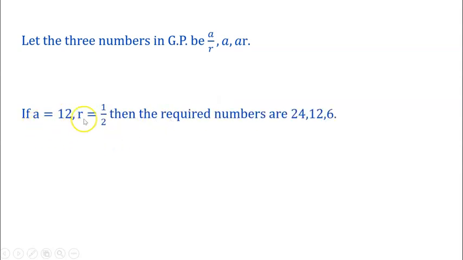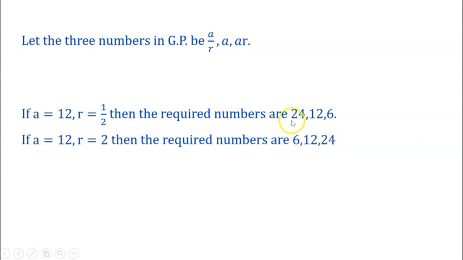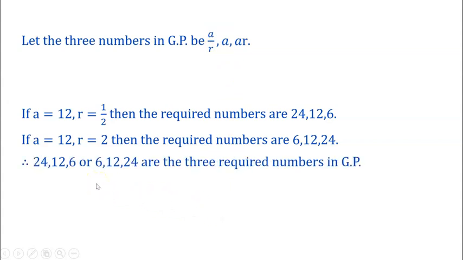If a is equals to 12 and r is equals to 1 upon 2, then the required numbers, that is a upon r, a, ar, are 12 upon 1 upon 2. Then after simplification, you will get here 24, 12 and 6. Next, if a is equals to 12 and r is equals to 2, then the required numbers are 6, 12 and 24 after substituting the values of a and r. Okay. Therefore, the required numbers are 24, 12, 6 or 6, 12, 24 are three required numbers in GP.